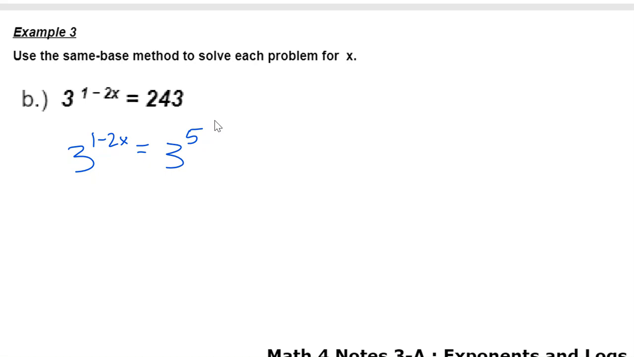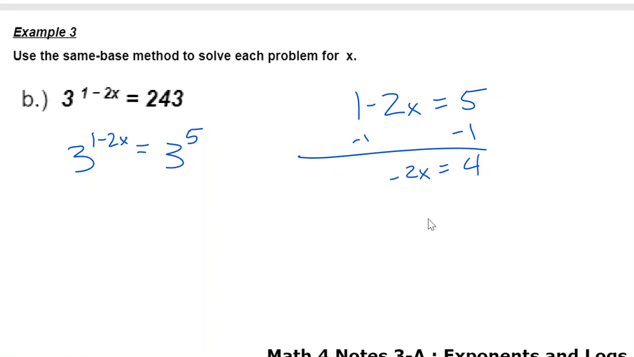Now all I got to do is look at the exponents and say, hey, wait a minute, if that equals 5, and divide by -2, I get a -2 for x. When I stick the -2 back up there in the problem, I wind up with 3 to the 5th on the left and 243 on the right, which is 3 to the 5th.